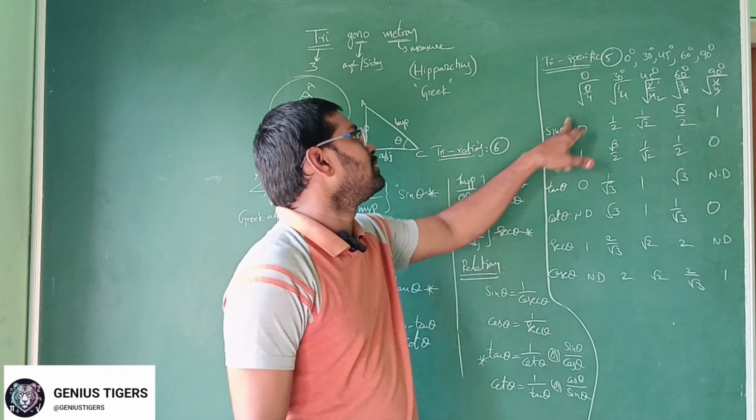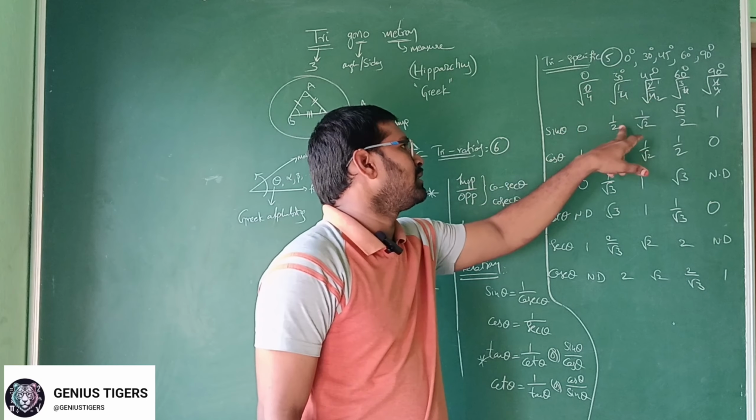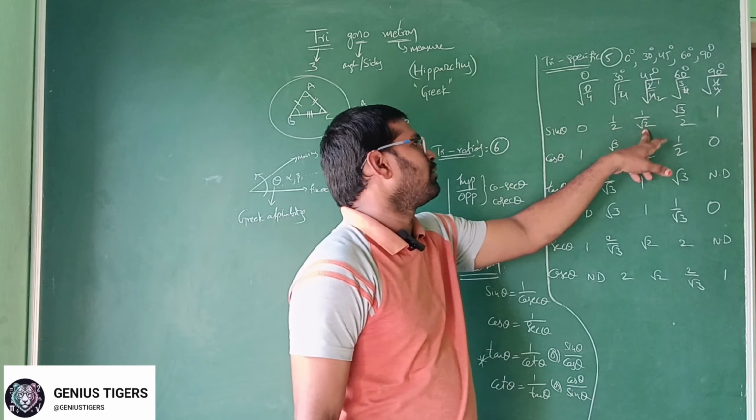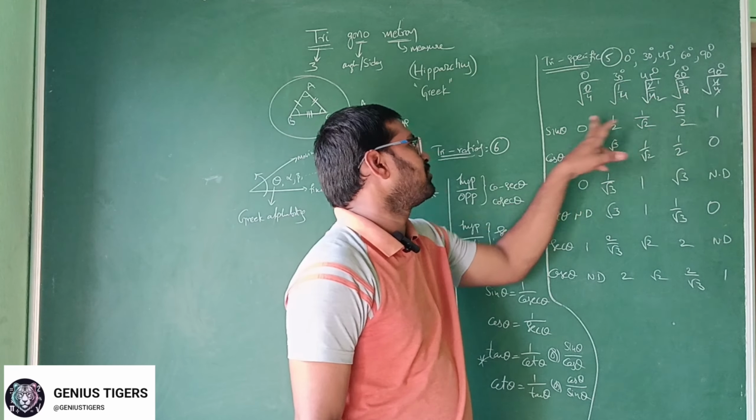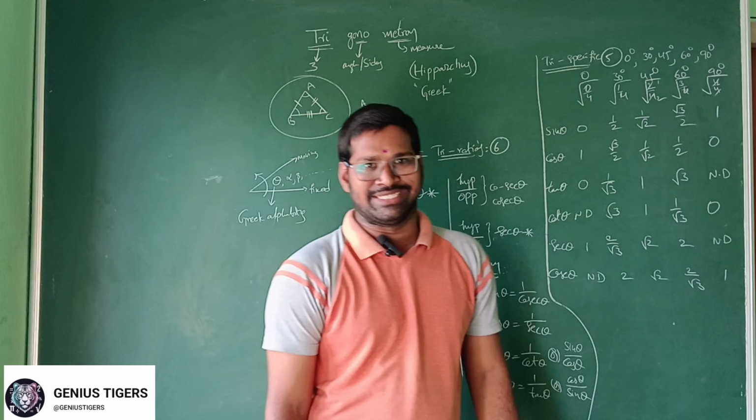How? See, sin 0 is 0, sin 30 is 1 by 2, sin 45 is 1 by root 2, sin 60 is root 3 by 2, sin 90 is 1. Like that we will read.